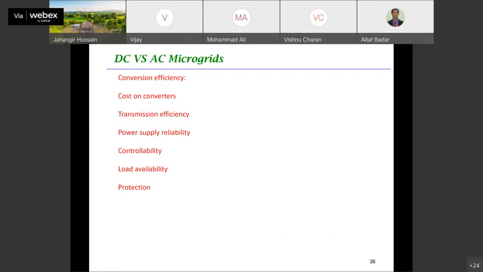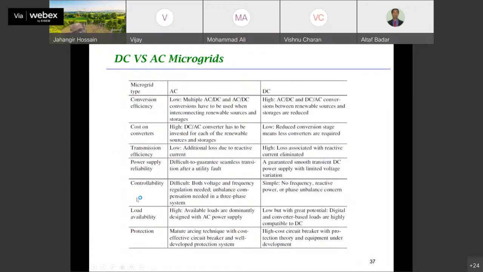So these are the performance parameters you can think about when selecting whether you should have a DC microgrid or an AC microgrid, and they can help you choose which option might be better. They are conversion efficiency, cost, transmission efficiency, power supply reliability, controllability, load availability, and protection. And this is the comparison between AC and DC.